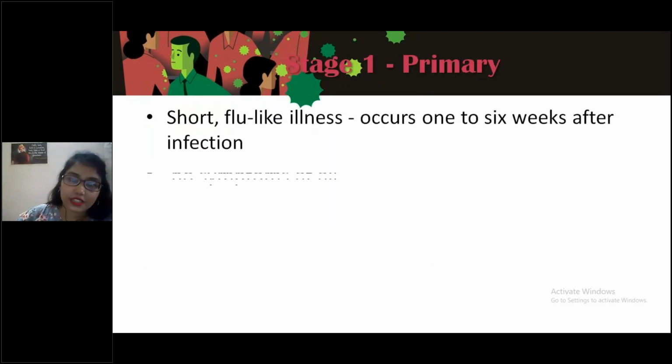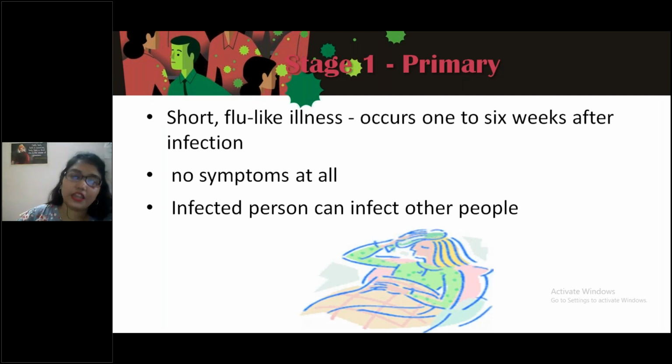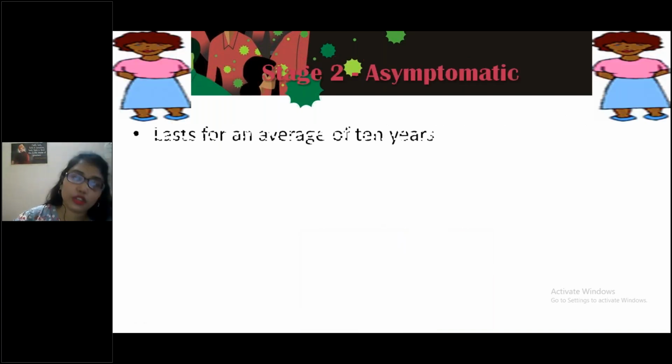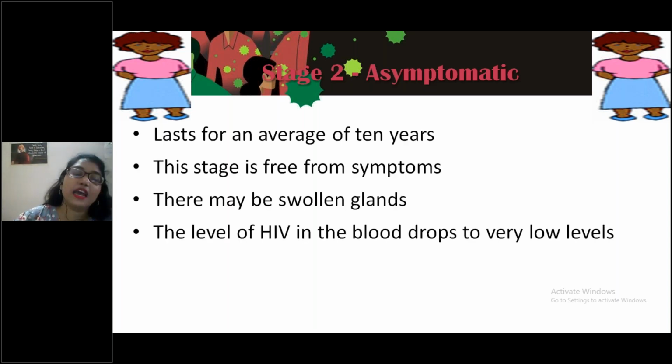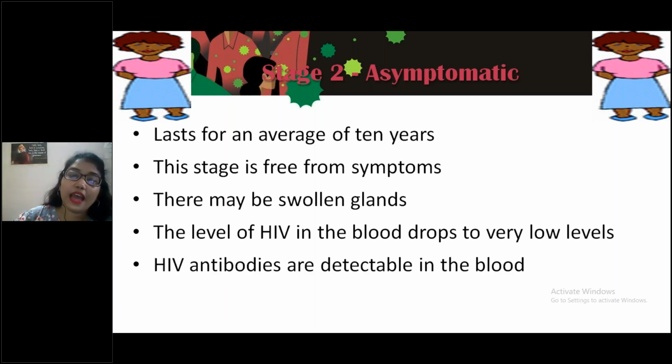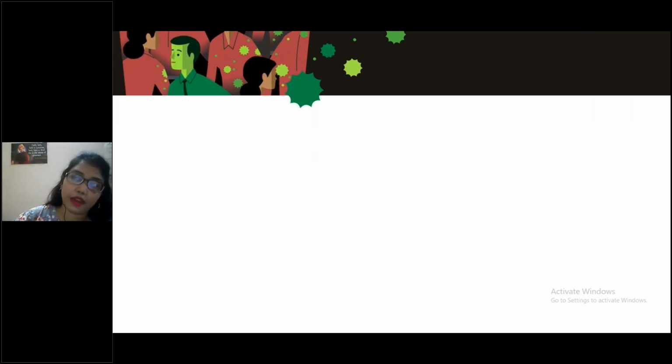There are different stages, like the primary stage in which there is a short flu-like illness. Patients basically suffer like a cold or something. They won't even know that they have HIV. In the next stage also they will be asymptomatic, and it can last for an average of up to 10 years. The patient will be free from symptoms. There may be neuropathy, and HIV antibodies may be detectable in the blood.